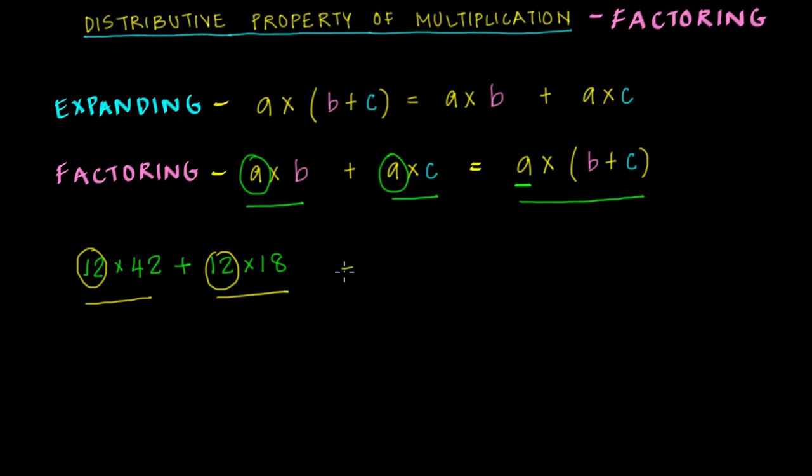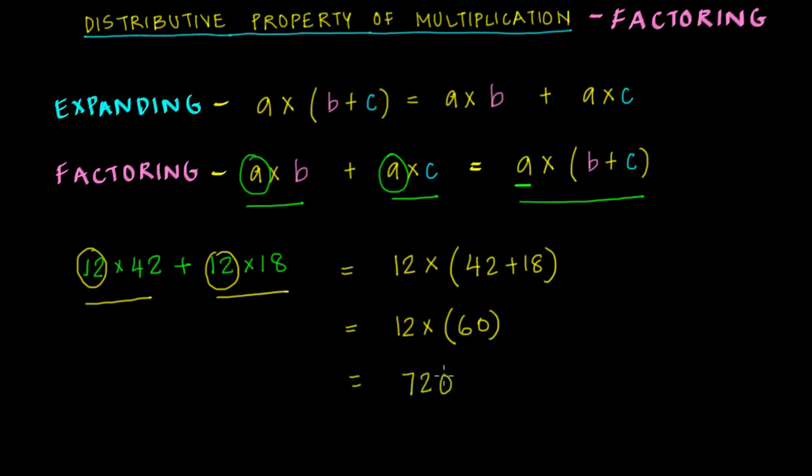So we can factor out the 12 and write this as 12 times (42 + 18). So this would then be 12 times 60, since 42 plus 18 equals 60. And now it's much simpler to do 12 times 60 because 12 times 6 is 72. So 12 times 60 is 720. In this problem, we factored out the 12 and the problem became much simpler.